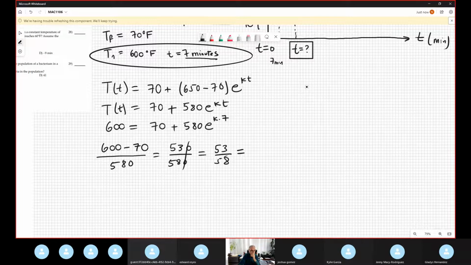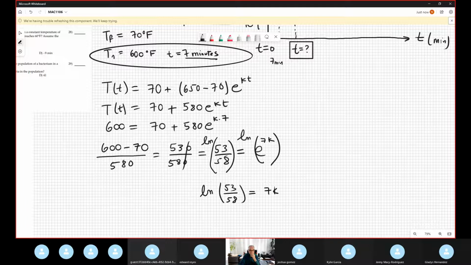Is equal e alone, e to the 70. And you solve. Okay, easy. You apply logarithm both sides, natural, of course, here and here. Therefore, we have natural logarithm of 53 over 58 is equal 7k.